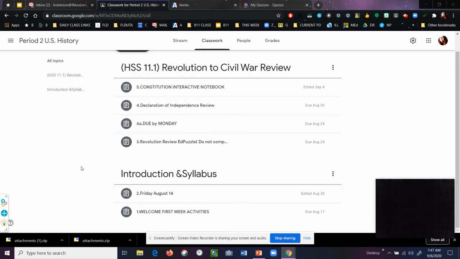And if you notice, all of the assignments are numbered. And this is how I will number them usually in the gradebook. So if you go to the gradebook and you see that you're missing number 5, this is what it should say.